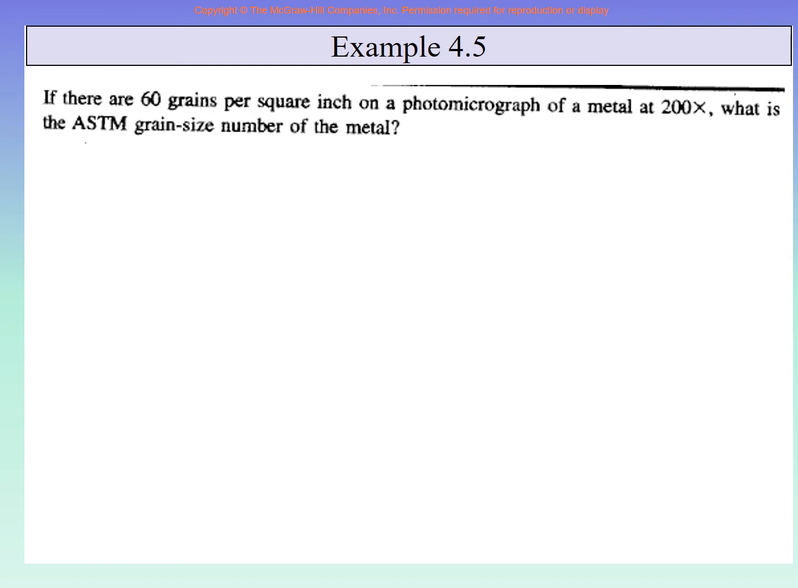But suppose there was a microscope where the 100 magnification lens is not working very properly. So we have done a microscopy at 200 magnification. Now you have that image, and in 1 square inch we have counted 60 grains. So now what would be the ASTM grain size number?